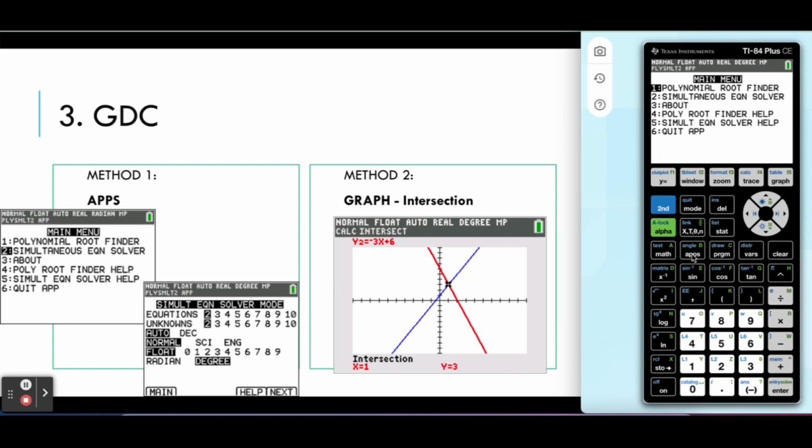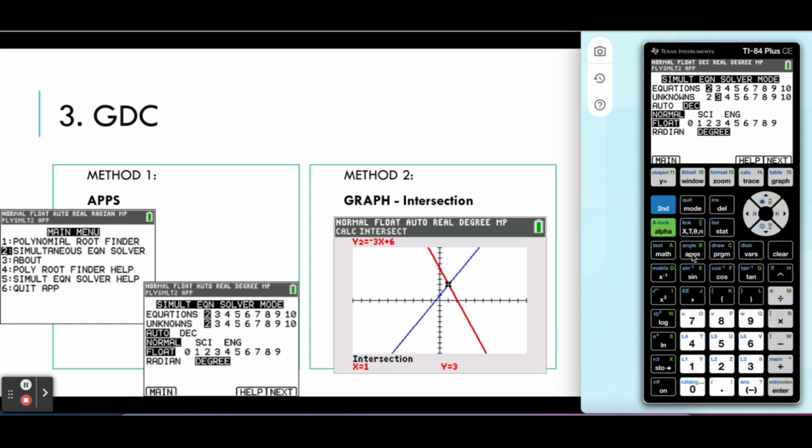When you click on this, you'll see Polynomial Root Finder, which we'll be looking at when we do our quadratic functions. But for now, we're looking at the second option, which is Simultaneous Equation Solver. I click Enter. And then in Simultaneous Equation Solver, they ask me how many equations I have, how many unknowns I have, and then the rest of the information we won't play around with. So this one asks for how we want the answer to be written, either as decimal or scientific notation, and then we won't play around with the float either or the degree.